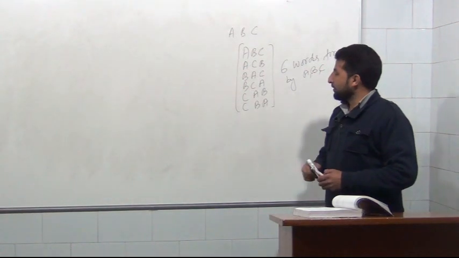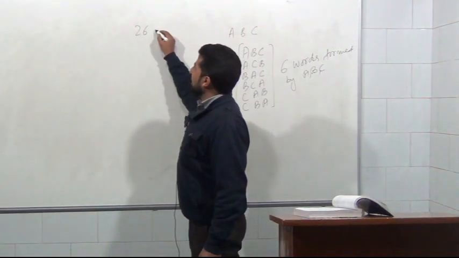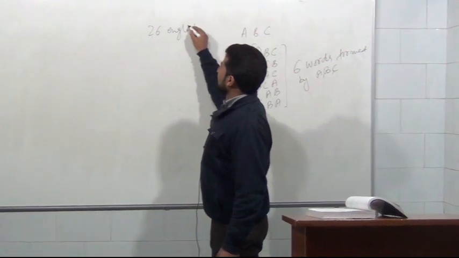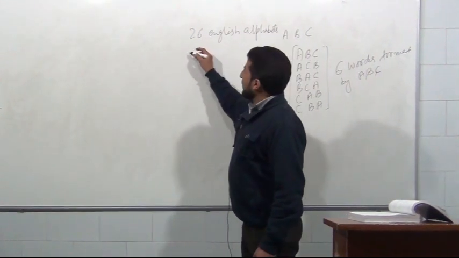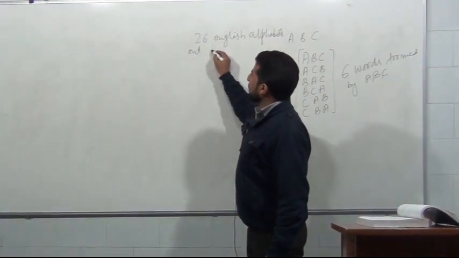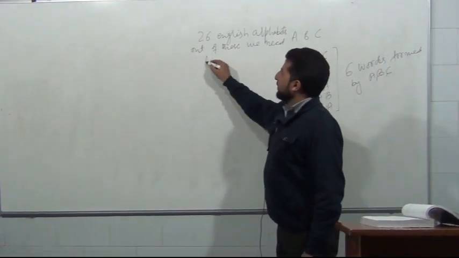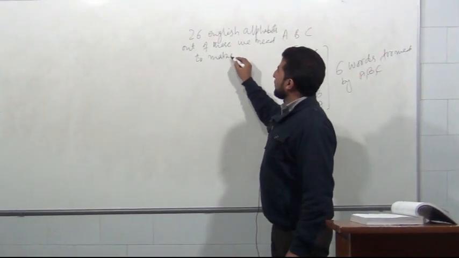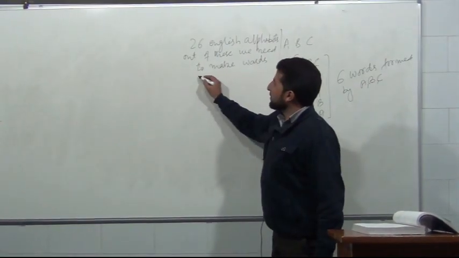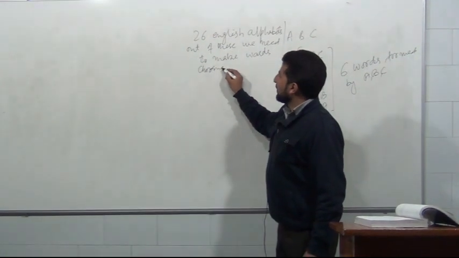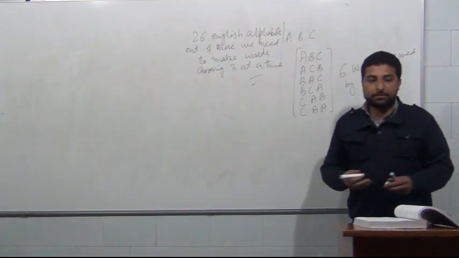But if the question changes, and we have 26 English alphabets, and out of these we need to make words choosing 3 at a time, the question becomes something complicated.